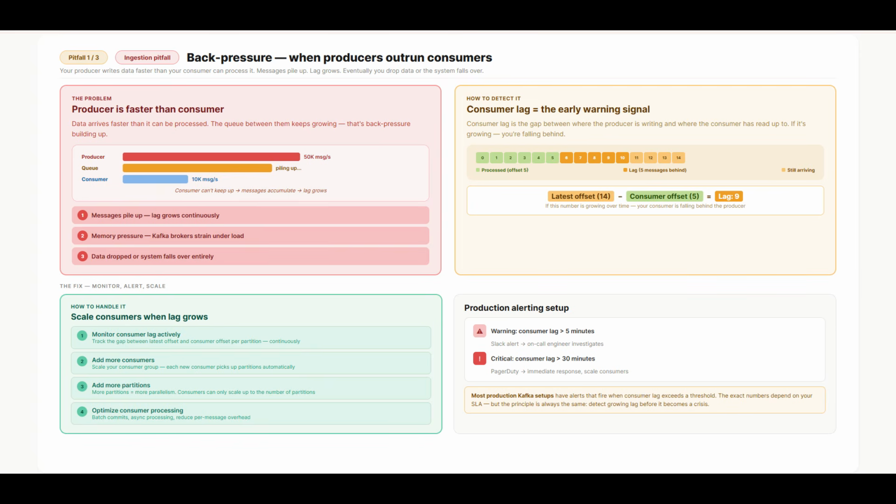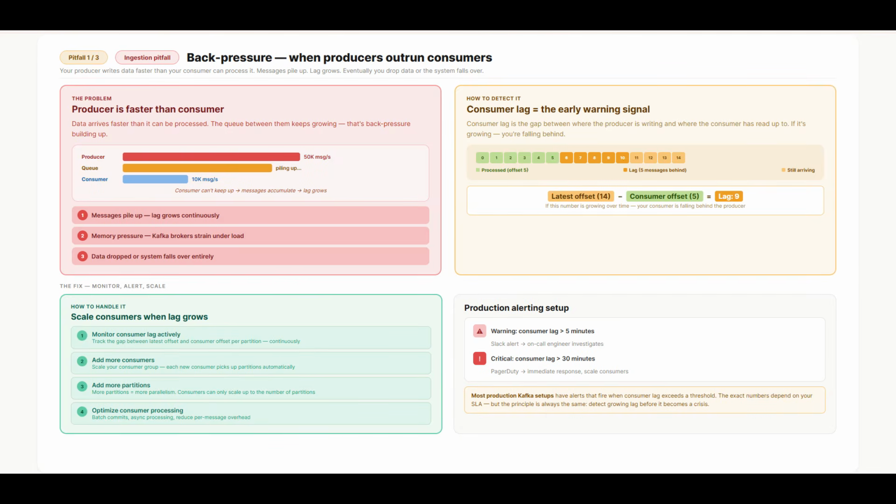Now, 3 pitfalls that will catch you if you're not thinking about them. First, back pressure. This is what happens when your producer is writing data faster than your consumer can process it. Messages pile up, lag grows, and eventually you either drop data or your system falls over. The fix is monitoring consumer lag actively and scaling your consumers when it starts growing.